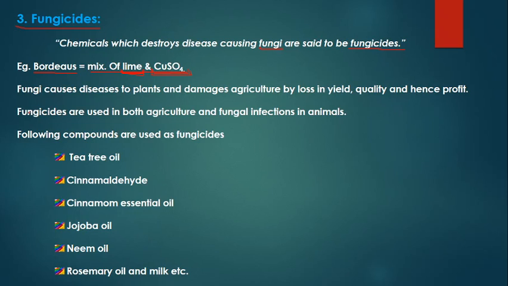What are the properties of fungicides? Fungi cause diseases to plants and damage agriculture by reducing the yield and the quality of the crops, and hence the profit. That is why we use fungicides in agriculture. Fungicides are used in both agriculture and for fungal infections in animals. There are various types of fungal infections in animals, and these are treated using different fungicides. The following compounds are used as fungicides.